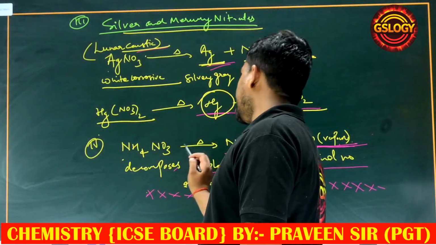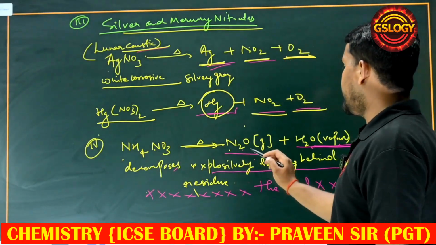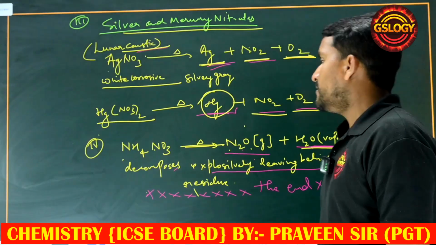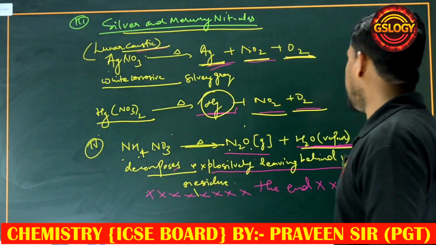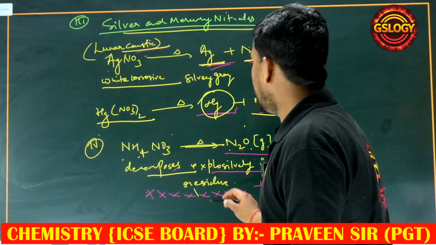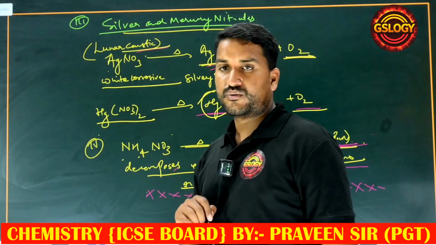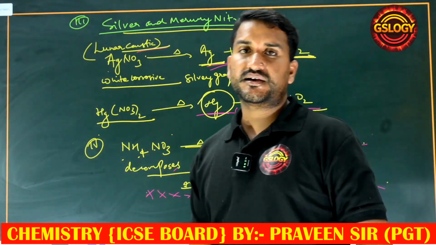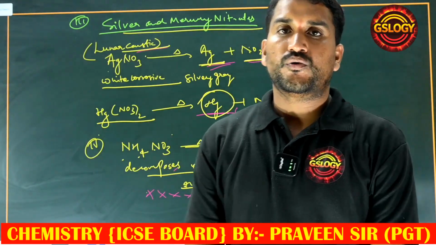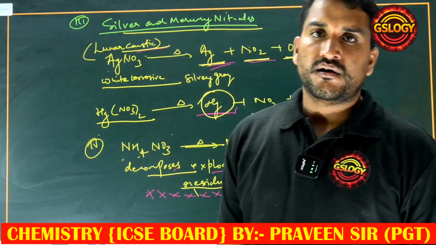And ammonium nitrate on heating will give N2O plus water vapor. Ammonium nitrate decomposes explosively, leaving behind no residue. Okay, and in the end, that is all about nitric acid.